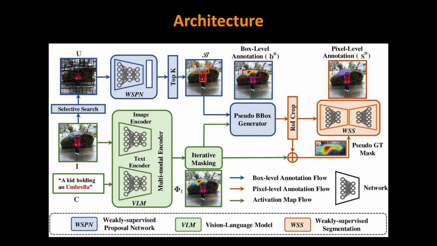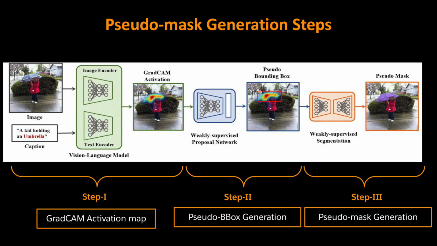Illustrative overview of our pseudo-mask generation pipeline. Given an image caption pair and pre-trained VLM, we generate an activation map for the object of interest, umbrella, and enhance it using an iterative masking strategy. We generate box-level annotations using the activation map as a guidance function to select the best WSPN proposals covering the object. We crop the image corresponding to the generated pseudo bounding box and perform weakly supervised segmentation to obtain pixel-level annotations. The pseudo-mask generation consists of three steps: GradCAM activation map generation, pseudo-box generation, and pseudo-mask generation.